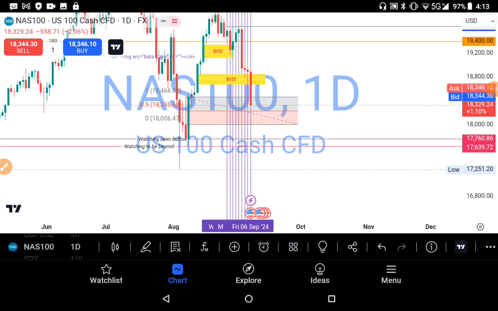But I need to see how the market price reacts around 18,235.68, then into 18,000. So the low hanging fruit for the coming week is 18,235.68 and 18,000. Then I'll be looking to go back into 18,800 and 19 plus.